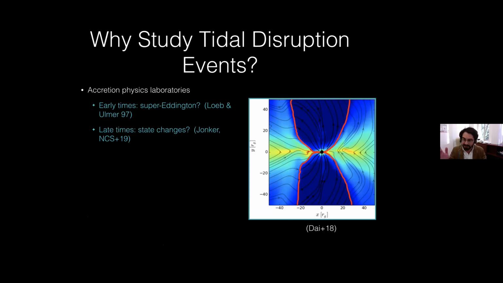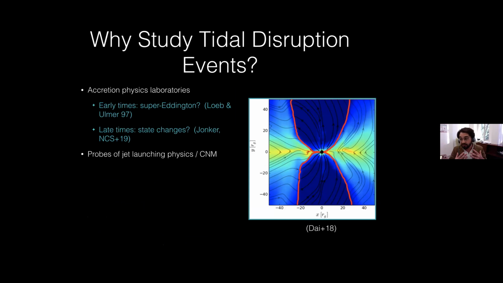I can fit into this talk. The evolution of the inner disk in a TD probably goes from super Eddington to very sub-Eddington accretion rates over timescales of months to years, making these natural laboratories to test open questions in accretion astrophysics.